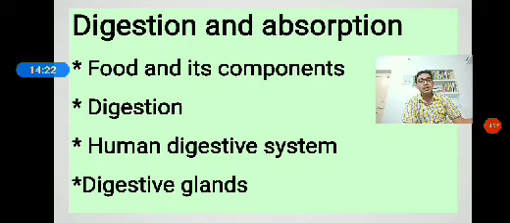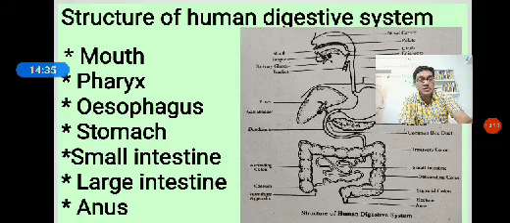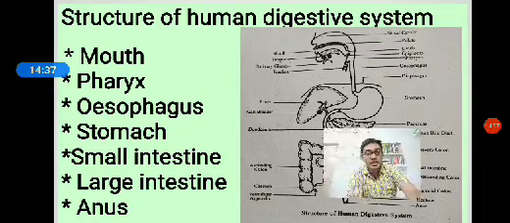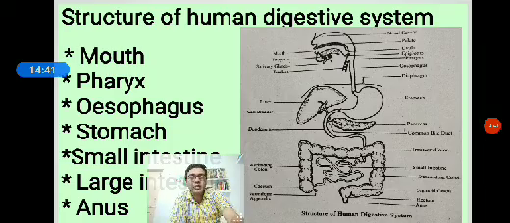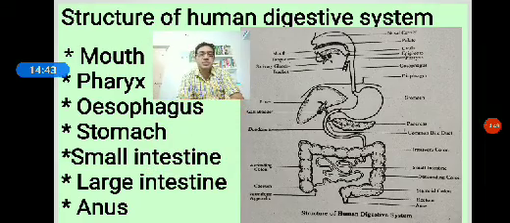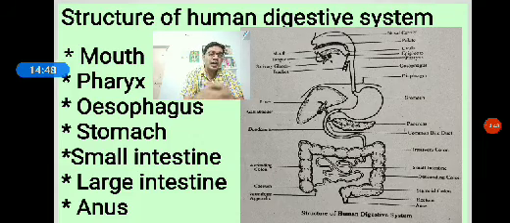Okay, next, coming to the alimentary canal or human digestive system. See, this is the human digestive system. The structure of the human digestive system. When we come to the structure of the human digestive system, we call it our alimentary canal.